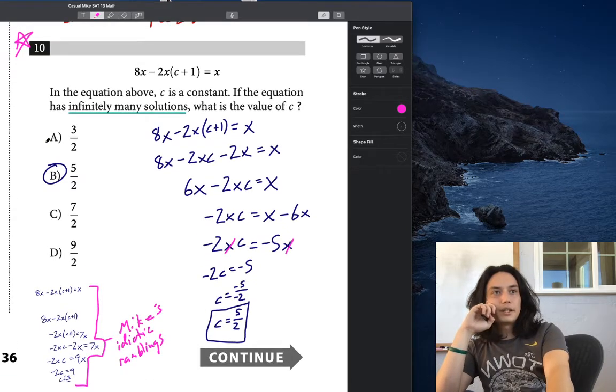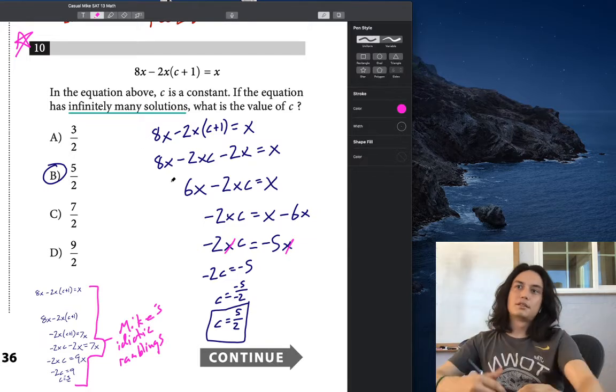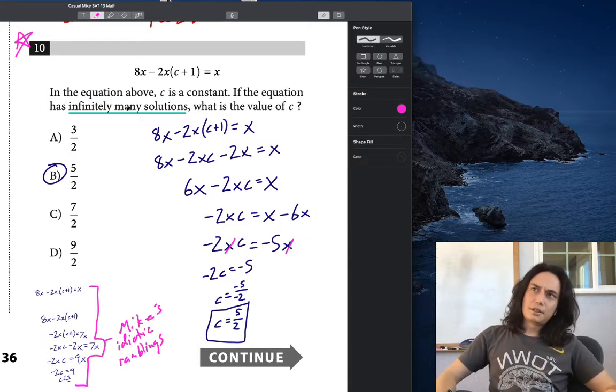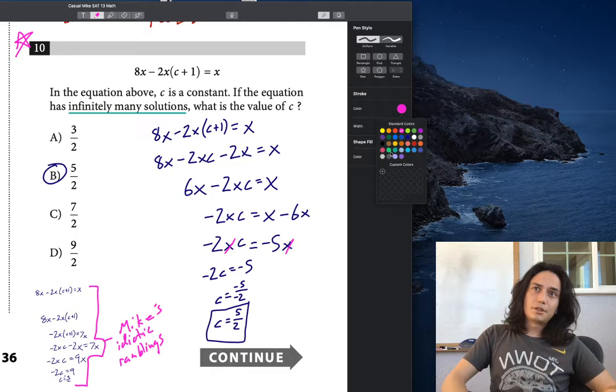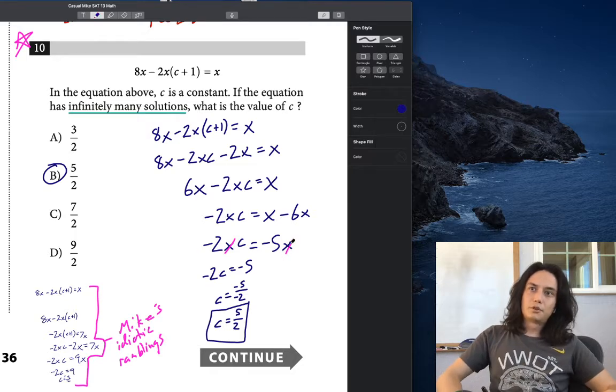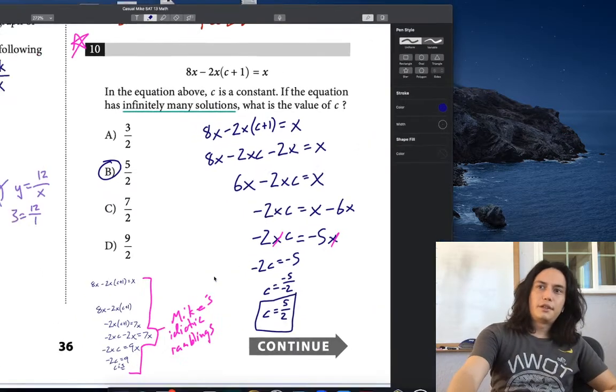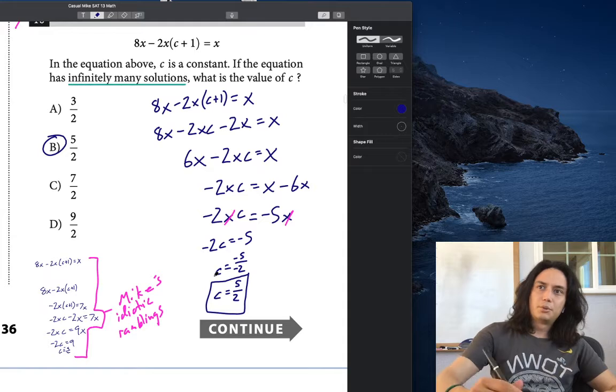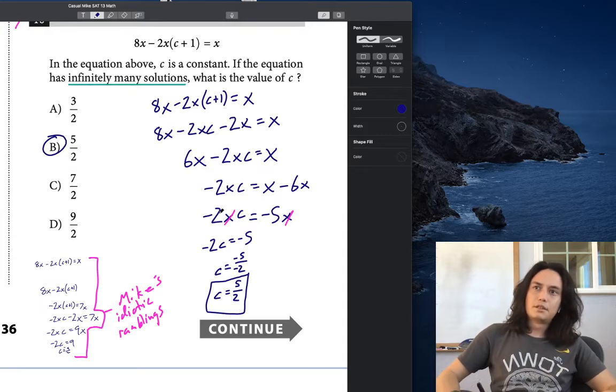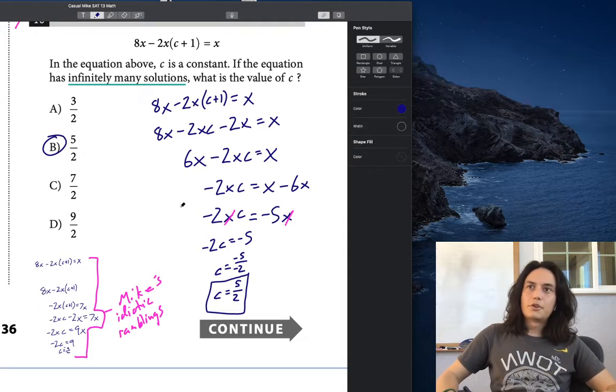All right, anyway, is B the right answer? B is the right answer, and we use this infinitely many solutions piece. Again, the infinitely many solutions piece in this particular question made us feel more comfortable dividing both sides by x. The reason is that there are other ways it could not have infinitely many solutions.